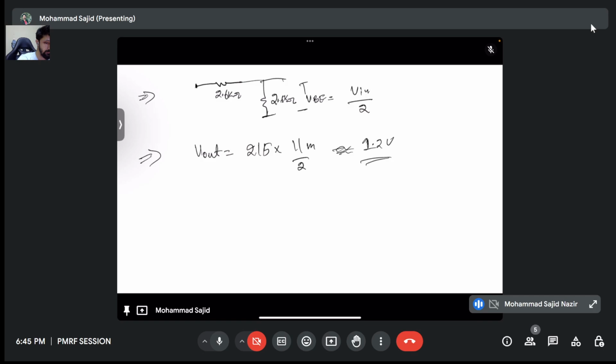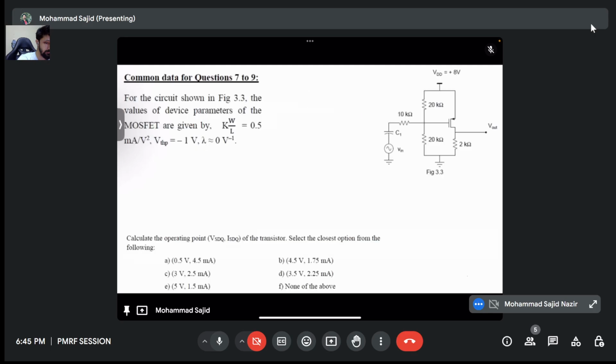Okay, are there any questions till now? Because we are moving to a few questions on MOSFET. Just remember those formulas for R pi, R naught, GM. Those formulas are important for solving the questions. Okay, so now we have a few questions on MOSFET.